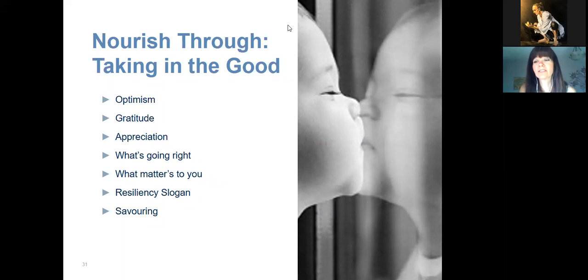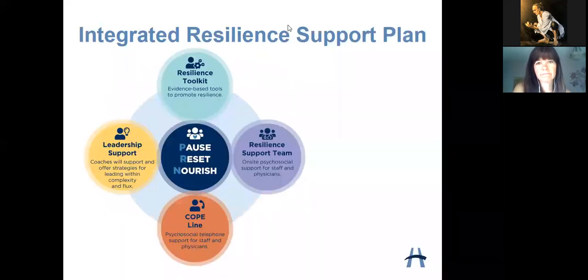A resiliency slogan. So I find this so helpful, a little reminder for me. So it might be, I got this. It might be, let it be, Diana, or, this is my stuff, not their stuff, or whatever. I have lots of little slogans that help remind me to be grounded. And then savoring is taking it all in.